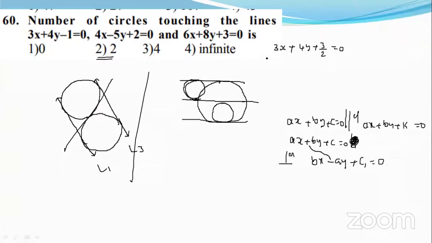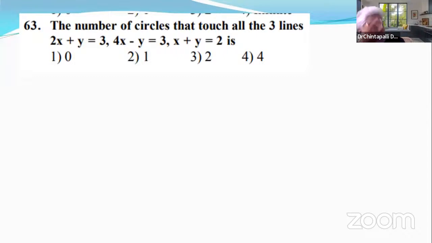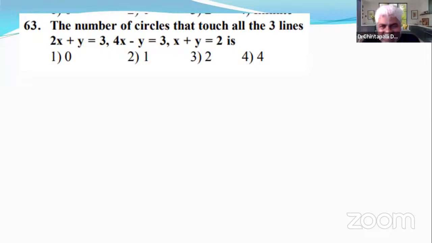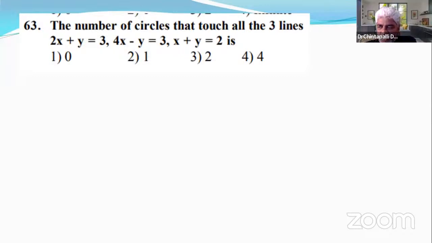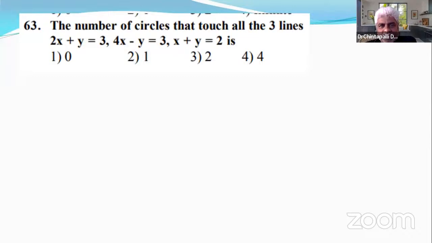I'm showing you one question. Solve this. The number of circles that touch all the three lines. Same model, similar model. 4x minus y equals 3, x plus y equals 2. The easiest is to graph for these questions. We can use Desmos for the new digital SAT. I think there will be more questions on geometry than algebra. You will be surprised when you draw these lines on Desmos and you can answer easily and happily.